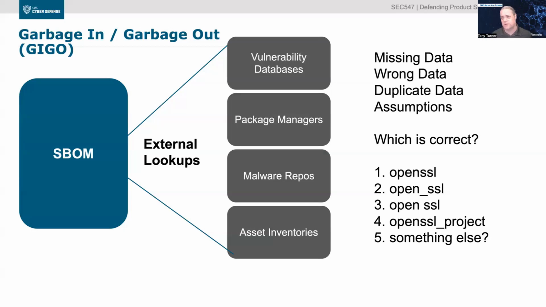And we start to get in this situation where we have to make a lot of assumptions about the data. Example, we use OpenSSL a lot as an example for getting software names wrong. Is it OpenSSL? Is it underscore? Is there a space in the middle? Is it OpenSSL project? Is it something else, right? All these strings we see here on the screen may all describe the same piece of software. But if I have recorded that string incorrectly and I'm looking for it in an external data source, I may miss something, right? And so it's important that we get this correct, right?